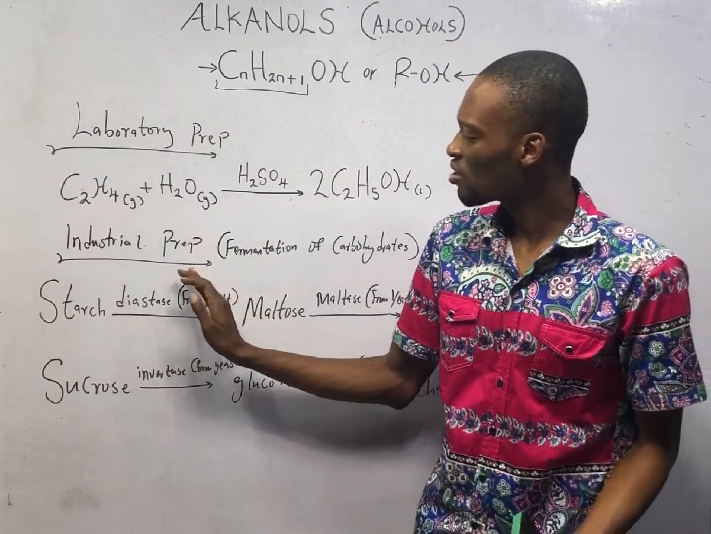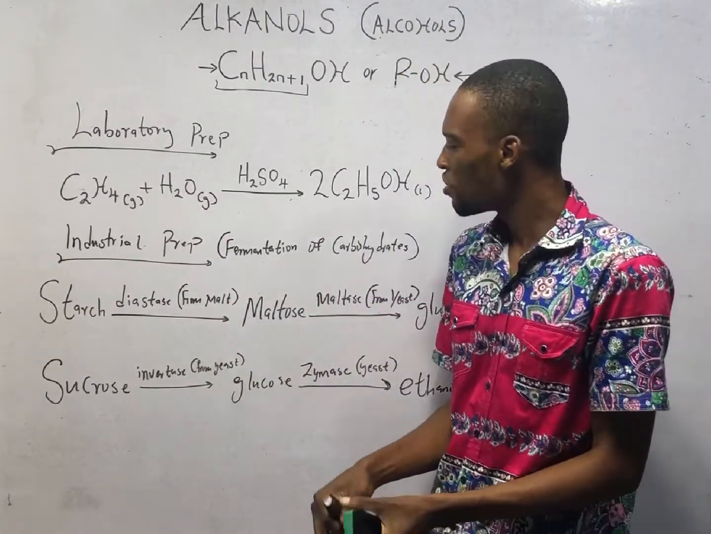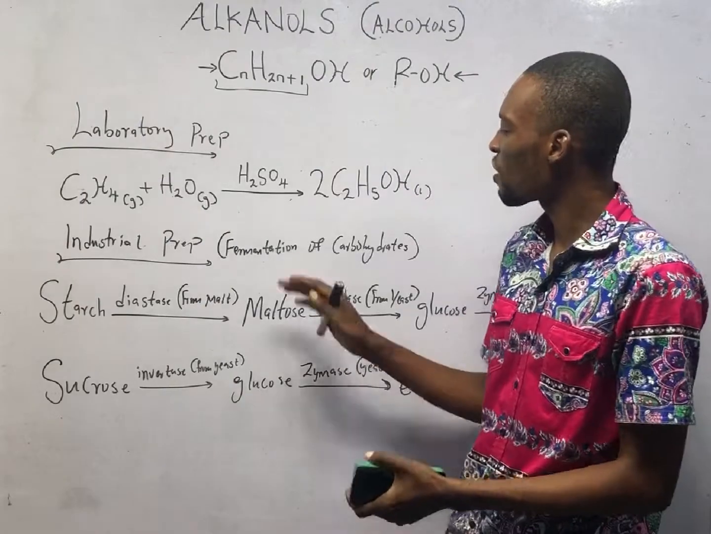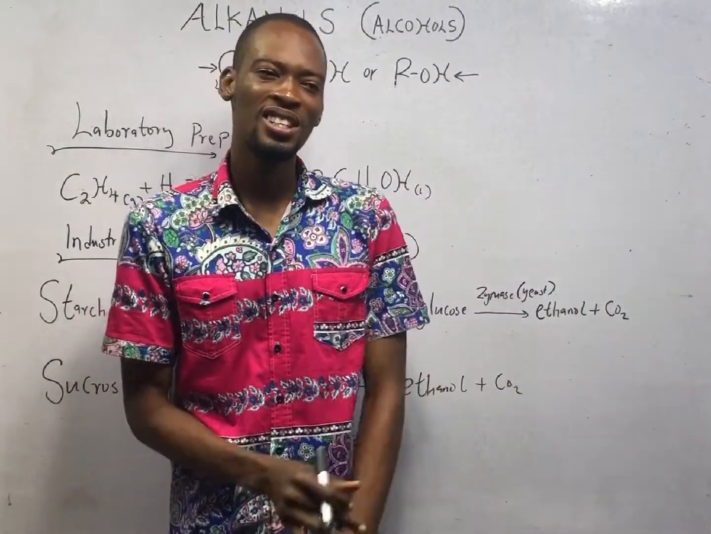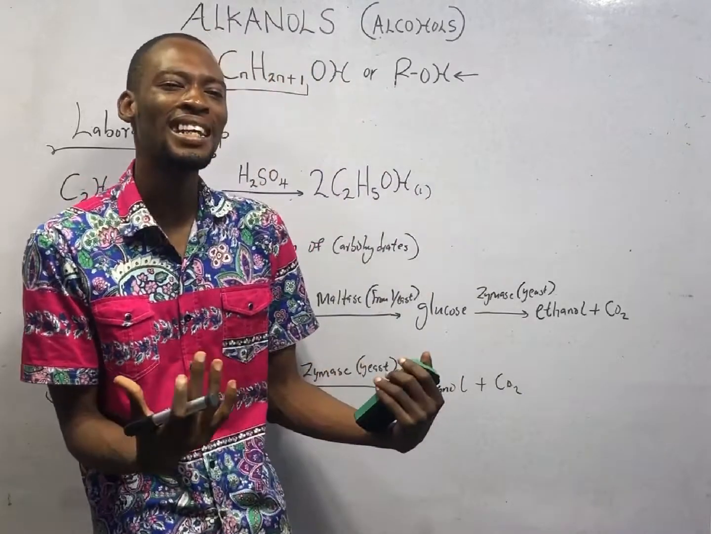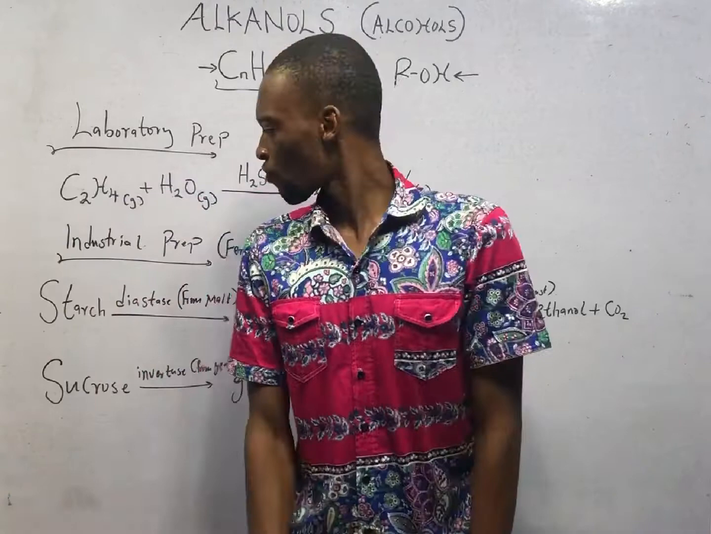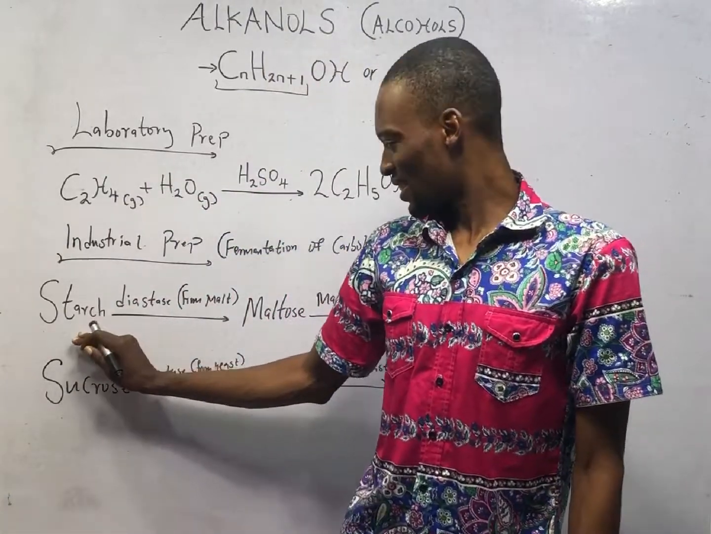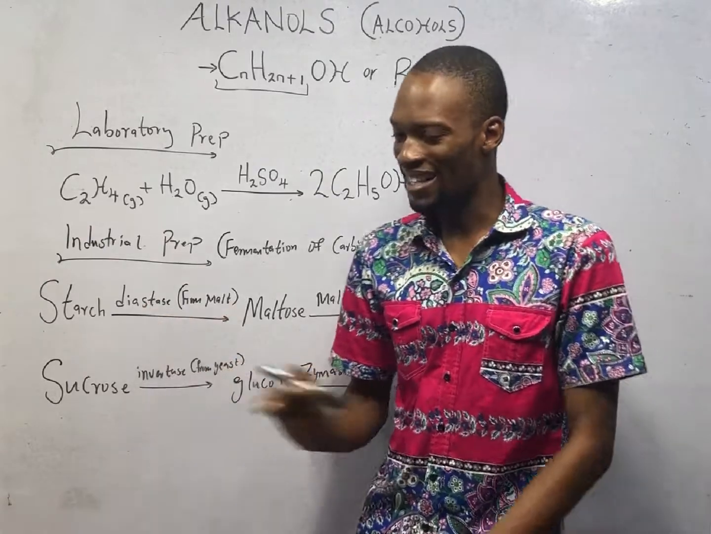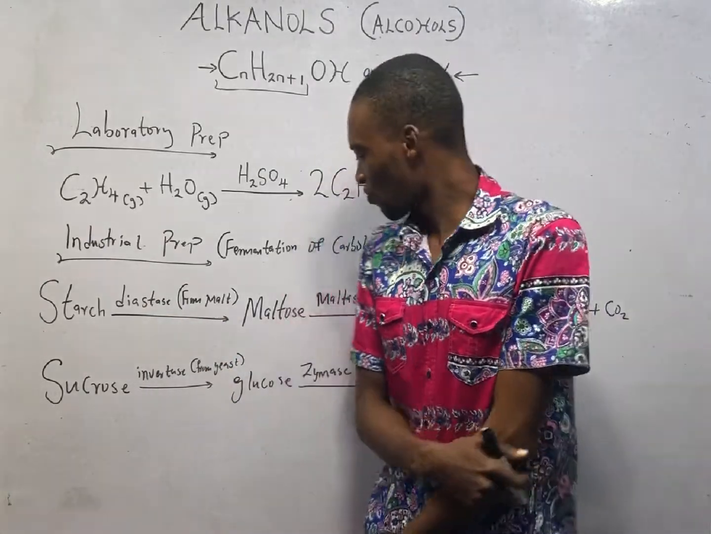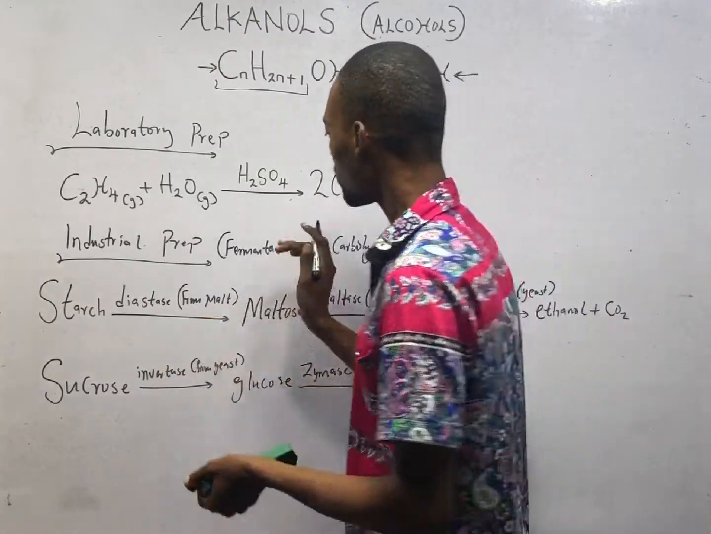How about in industries? In industries, alcohols are produced on a large scale via a process referred to as fermentation. We know fermentation of carbohydrates. This is simply a natural or organic process. Now look at it. When starch is being acted upon by diastase, which is an enzyme, it changes to maltose.